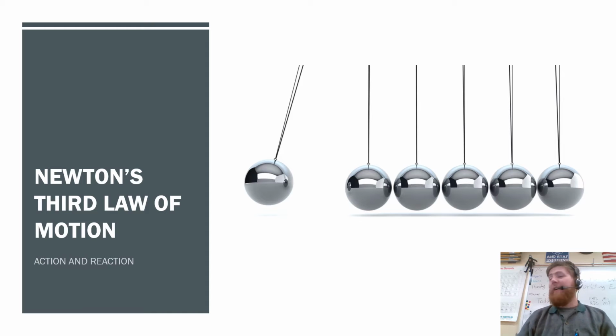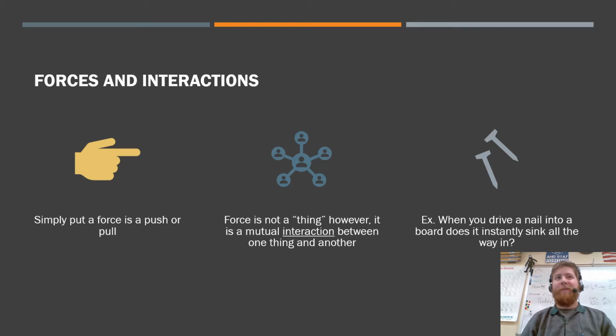Today we were talking about our third and final law of Newton's, which is action and reaction. So here I have a very famous instrument called Newton's cradle that shows that for every action there's an opposite and equal reaction. Forces and interactions. Simply put, a force is a push or a pull. Force is not a thing, however, it is a mutual interaction between one object and another.